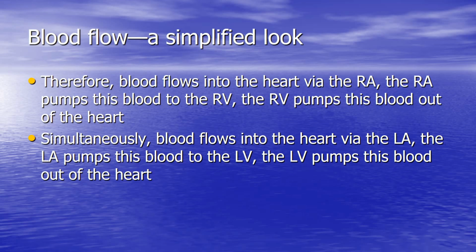Let's take a look at how blood flows within the chambers themselves. Blood flows into the heart via the right atrium, and the right atrium pumps this blood into the right ventricle. So the blood flows from the atria to the ventricle. The right ventricle then pumps this blood out of the heart. Simultaneously, blood flows into the left side of the heart. It comes in via the left atrium. The left atrium pumps this blood into the left ventricle, and the left ventricle pumps this blood out of the heart. So in summary, the atria are the receiving chambers. Once they get the blood, it's pumped into the ventricles, and then the ventricles pump the blood out of the heart.